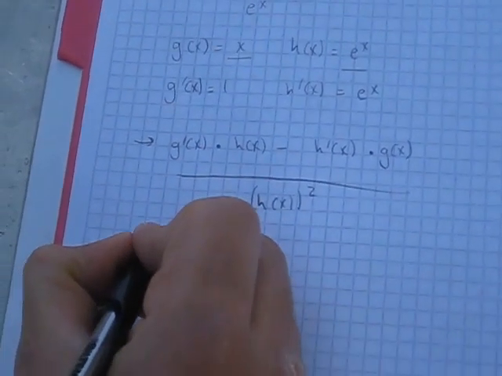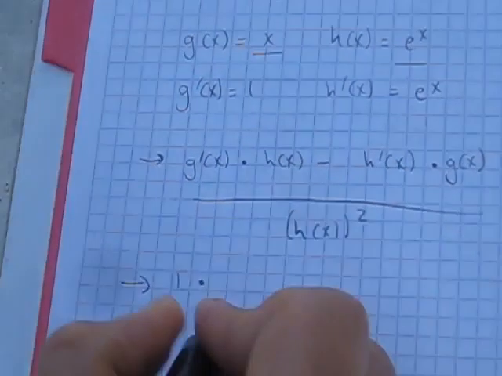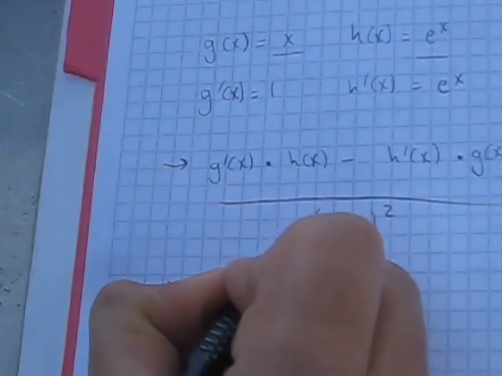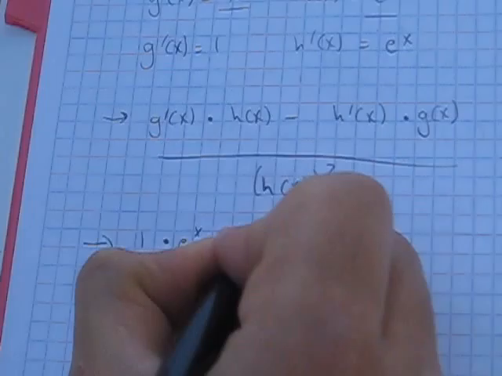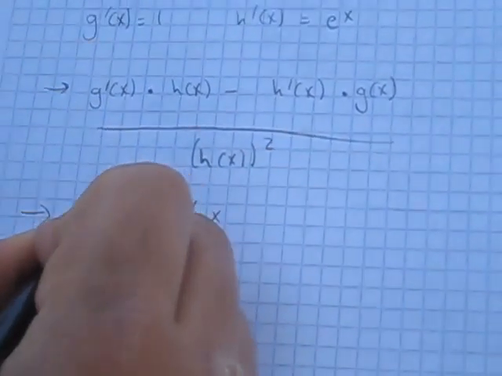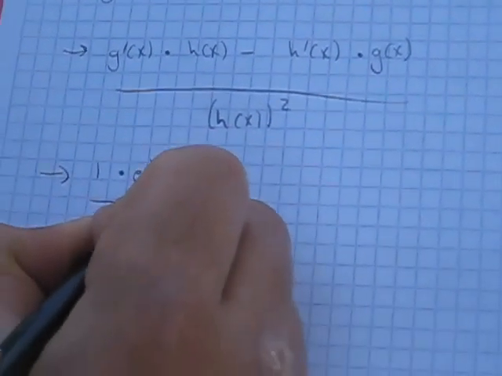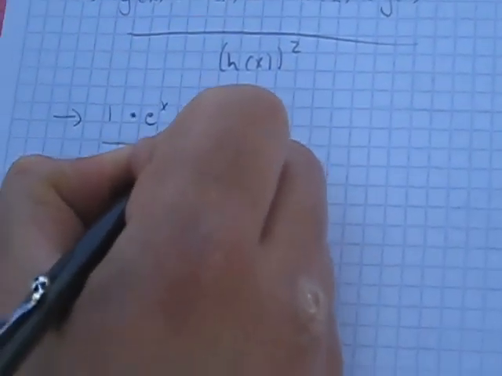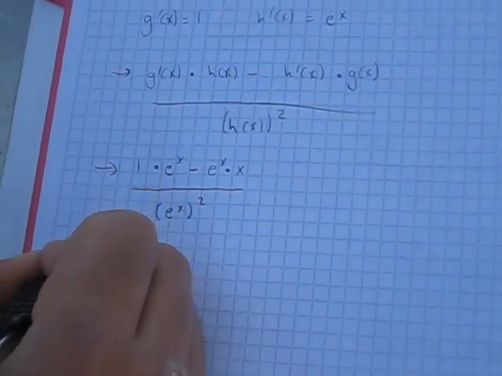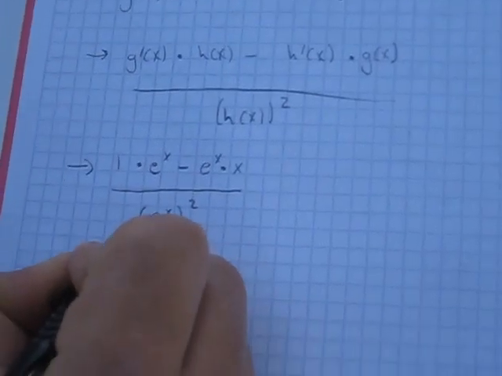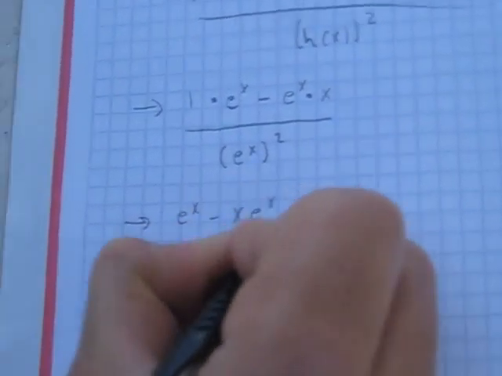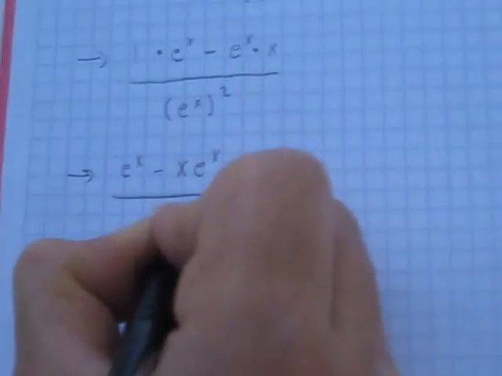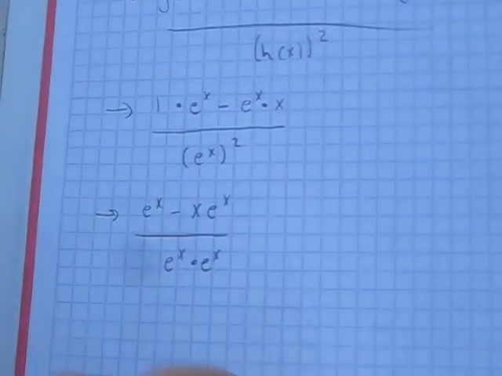g prime of x is actually 1 times h of x, which is e to the x, minus h prime of x, which is e to the x, times x, which is g of x, divided by (e to the x) squared. This is simplified as e to the power of x minus x e to the power of x over e to the power of x multiplied by e to the power of x.